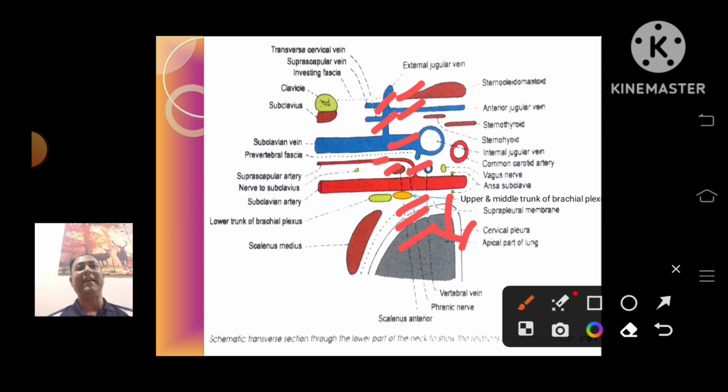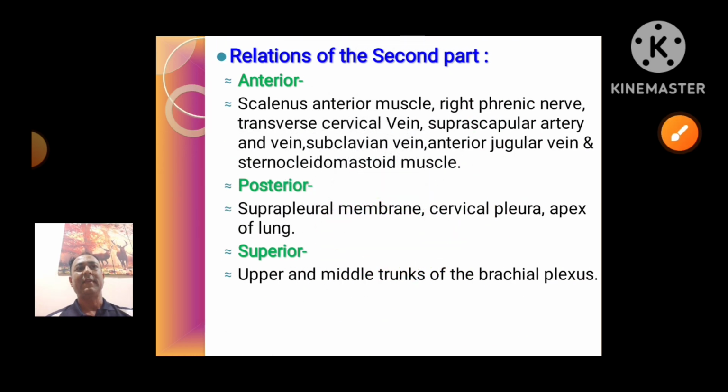Okay, but in addition, anterior and posterior, here comes a superior relation as well. So this yellow dot you can see, it is the upper and middle trunk of the brachial plexus, so that will come in the superior part. Okay, so posteriorly you can notice same, all three relations of the first part, and superiorly upper and middle trunks of the brachial plexus.